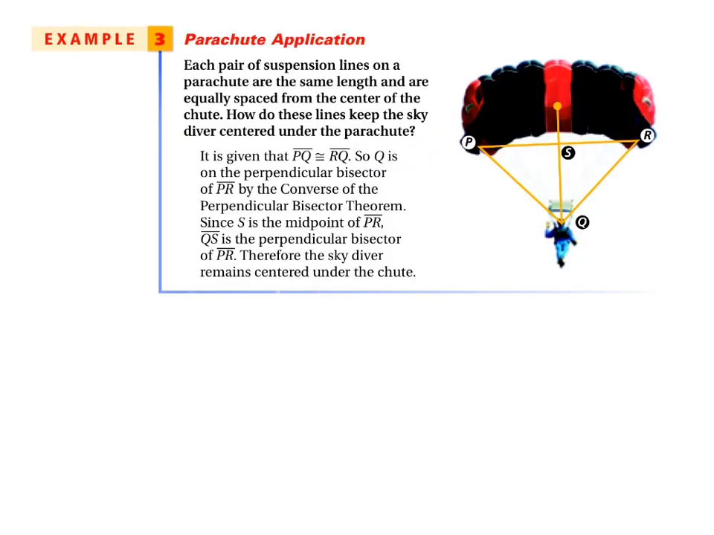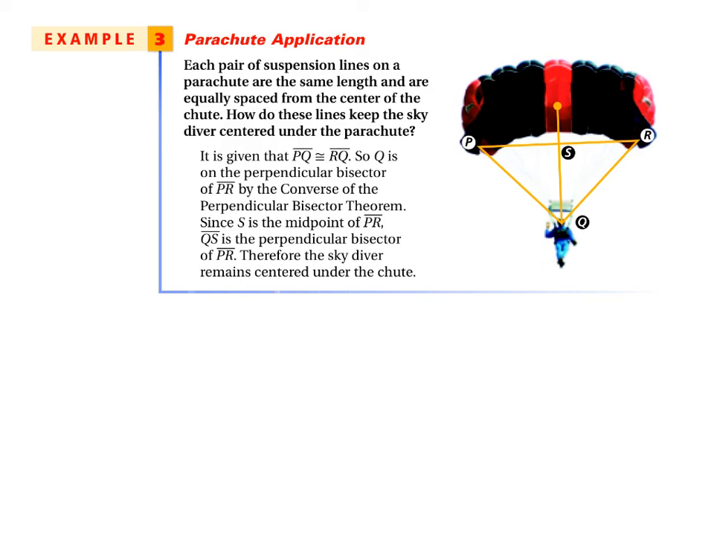Example number 3. This is the parachute problem. Each pair of suspension lines on a parachute are the same length and are equally spaced from the center of the chute. How do these lines keep the skydiver centered under the parachute?